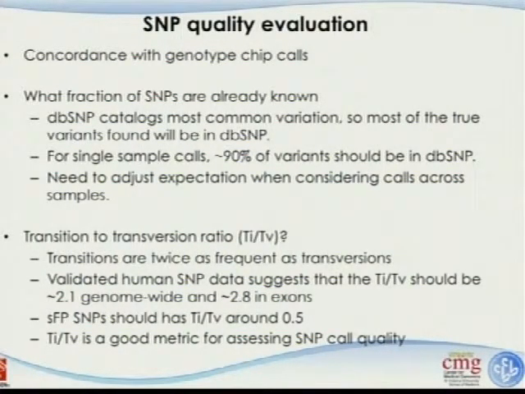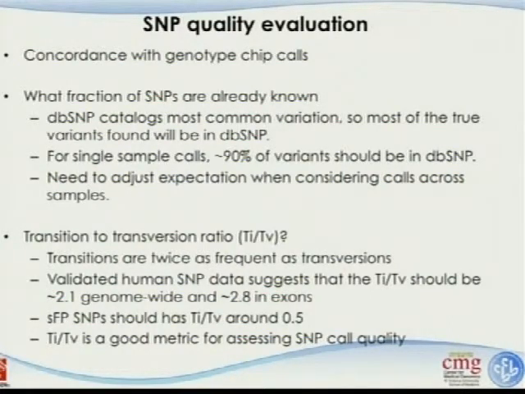Okay, I remember very clearly that we had one slide on that. So what is the transition? Transitions are the changes within purines or within pyrimidines, and transversions are the changes between purines and pyrimidines. Okay, and transitions are twice as frequent as transversions for the real biological signals. Validated human SNP data suggests that the transition-transversion ratio should be about 2.1 genome-wide and 2.8 in exons.